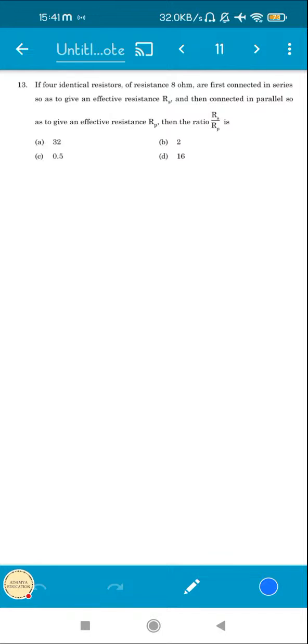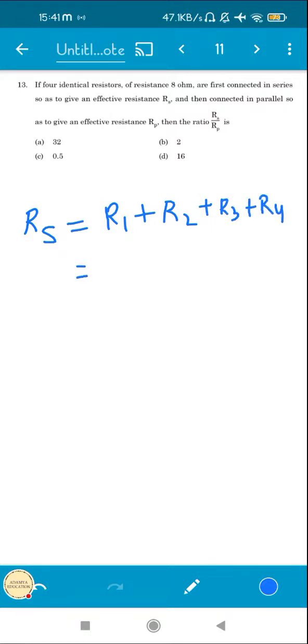If four identical resistors of resistance 8 ohm are first connected in series, we know that for series connection, the equivalent resistance will be R1 plus R2 plus R3 plus R4. So 8 plus 8 plus 8 plus 8, that is 32 ohm.